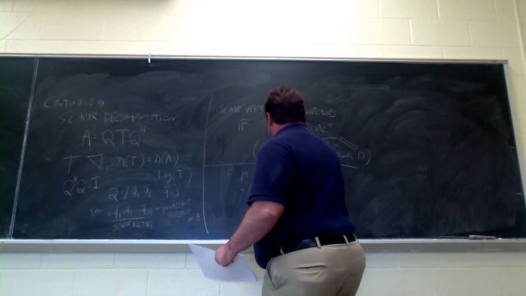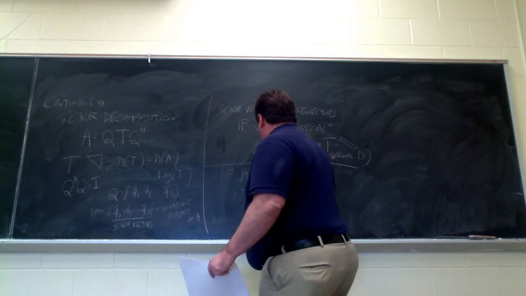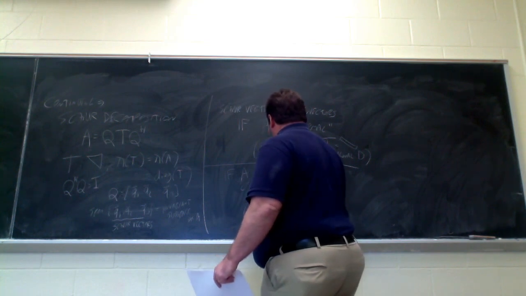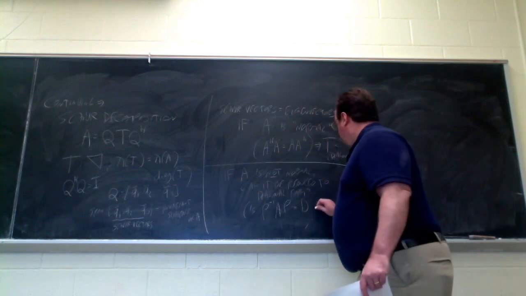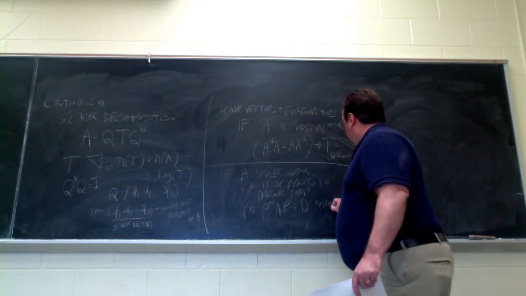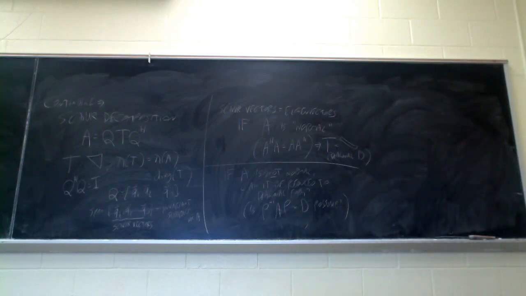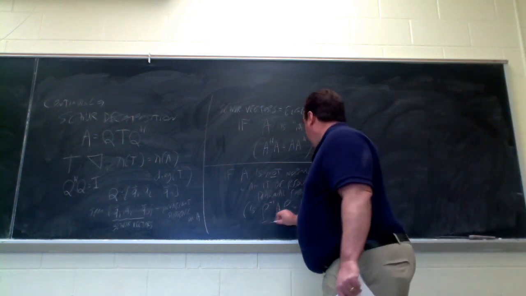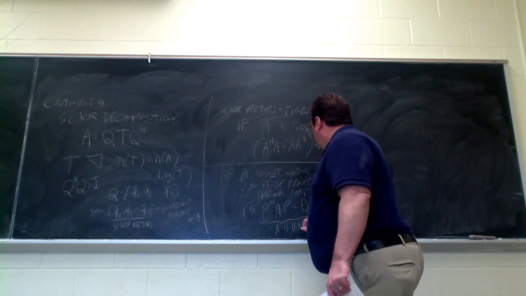So if A is not normal, can it be reduced to diagonal form? Meaning, is this possible: P inverse A P equal to a diagonal matrix? Is that ever possible? If this is possible, we say A is diagonalizable.